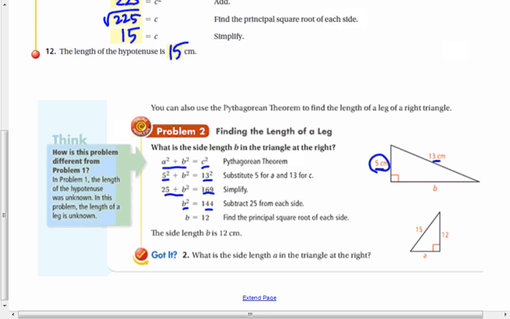So b squared is 144. And that comes from, we just are working backwards. We took 169 minus 25 to get that. And then b is equal to 12 because we just find the square root of 144. So the side length is 12.